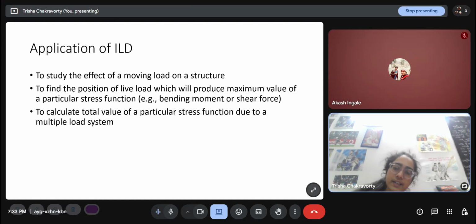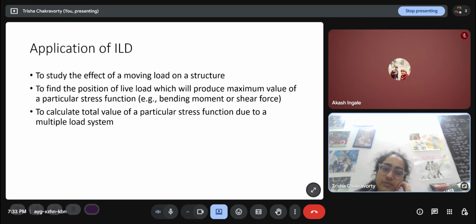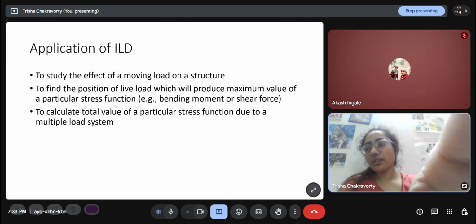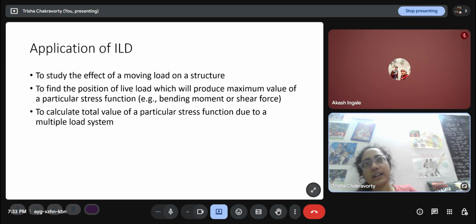Applications of ILD: to study the effect of a moving load on a structure, to find the position of live load which will produce the maximum value of a particular stress function, that is bending moment or shear force. This is very important. So during design, what is the critical thing we need to see? We need to design it against the maximum stresses being generated, right? Because that is what we are concerned about. The maximum stress is what will make the structure fail, if at all.